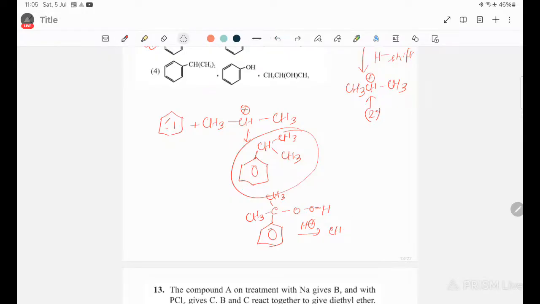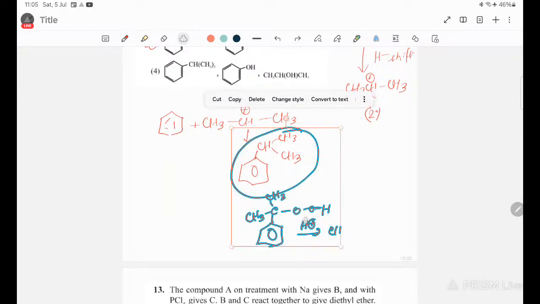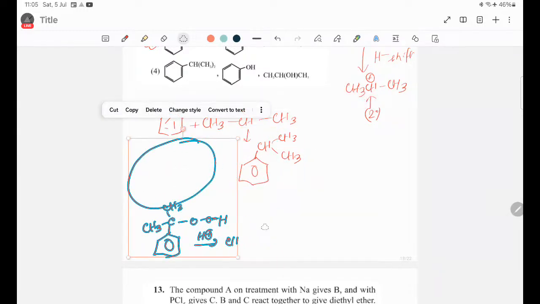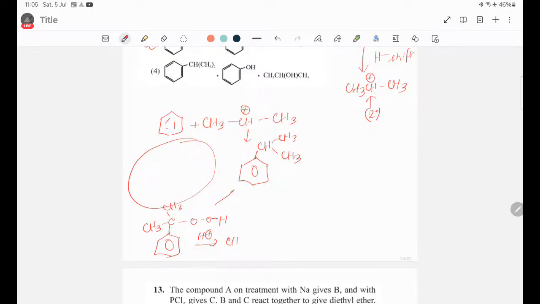One minute. I will move this structure to the left hand side, otherwise it will be very difficult to answer. Okay. So now, in the presence of H3O plus, what will happen? One oxygen will be protonated. Which oxygen will be protonated? The oxygen at the right hand side. So this oxygen will now be protonated.